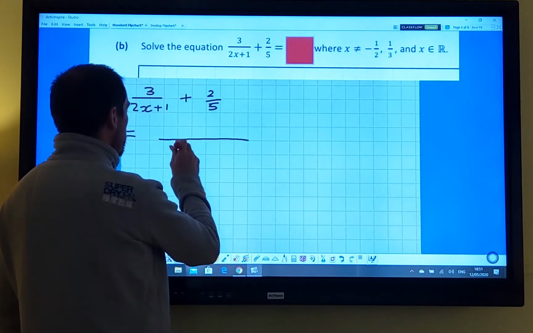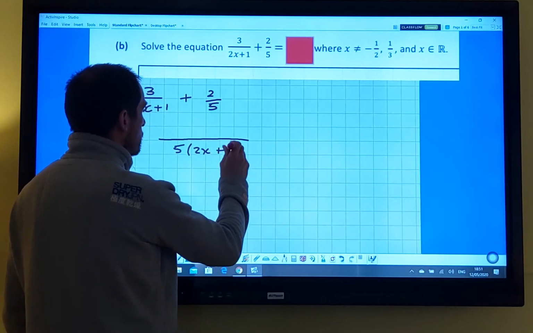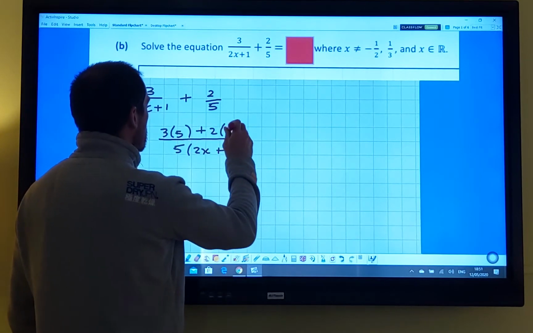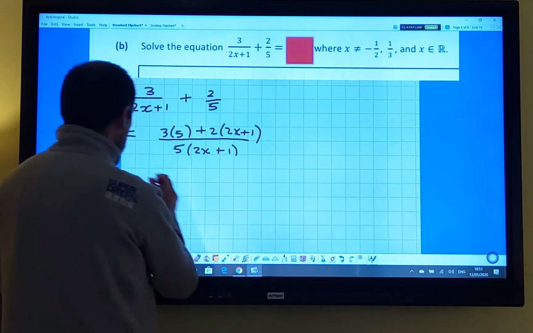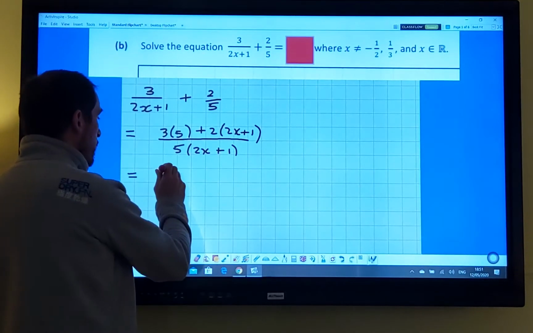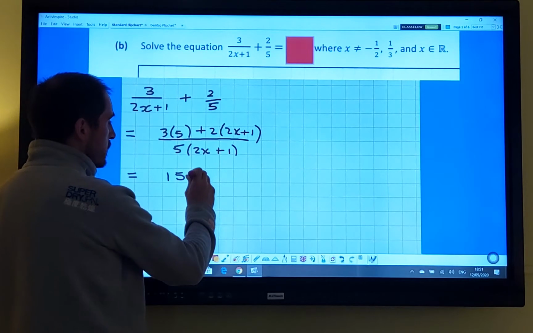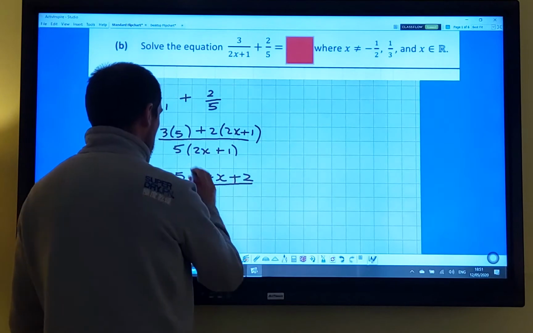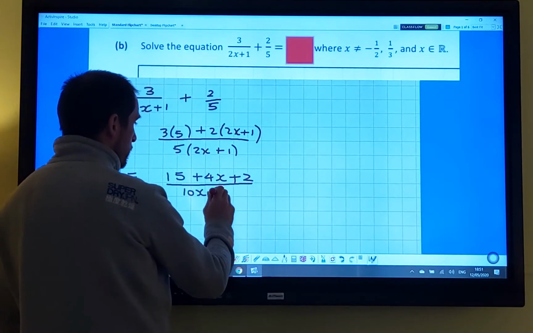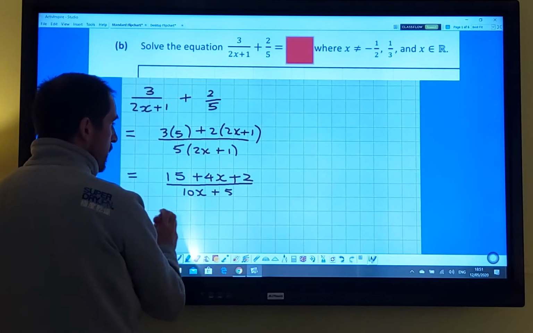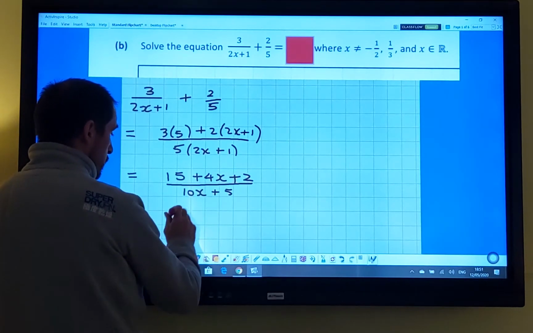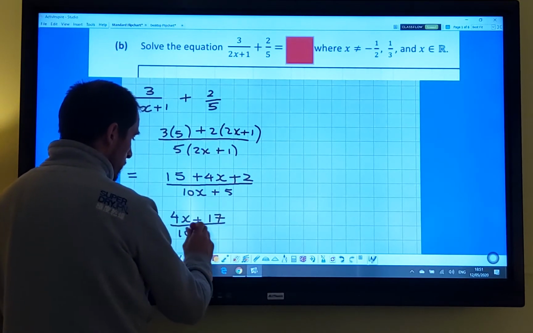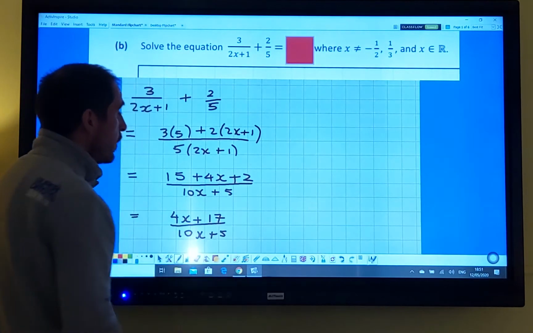The lowest common multiple is going to be 5 times 2x plus 1. Then we cross multiply, so you'll have 3 times 5 plus 2 times 2x plus 1. Now it's just a matter of multiplying this out. 3 5s are 15, 2 times 2x is 4x, and 2 times 1 is 2. That's all over 5 times 2x, which is 10x, and 5 times 1, which is 5. 15 plus 2 is 17, so it's 4x plus 17 all over 10x plus 5. So that is part 1 of that question.